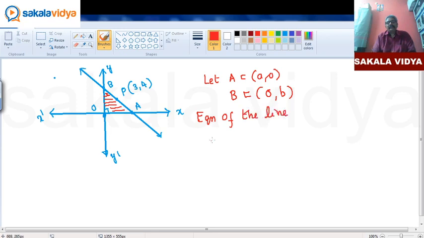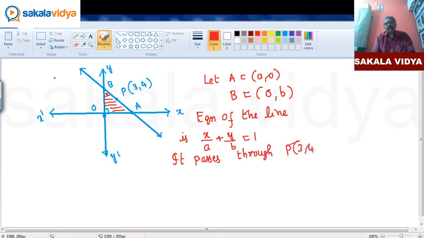Equation of the line is x by A plus y by B equals 1. Am I correct now? It passes through P(3, 4). That means this point should satisfy this equation. So we get 3 by A plus 4 by B equals 1.